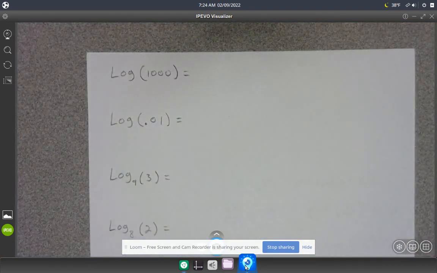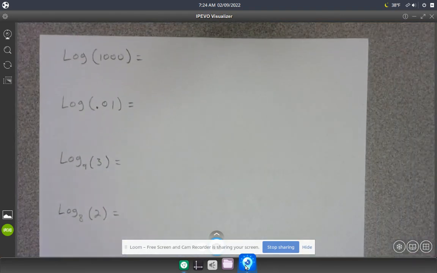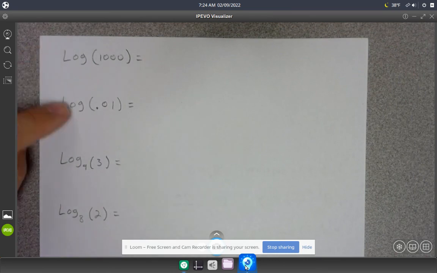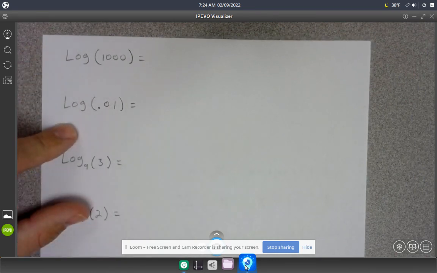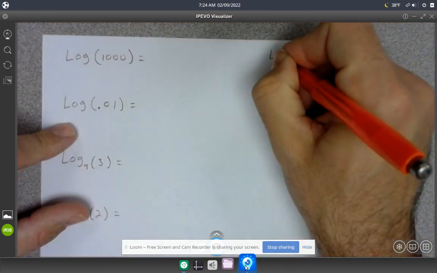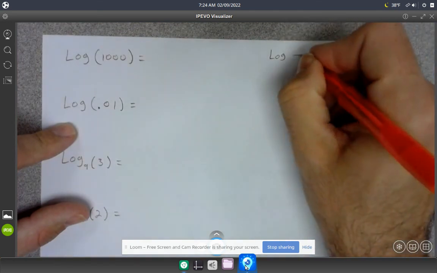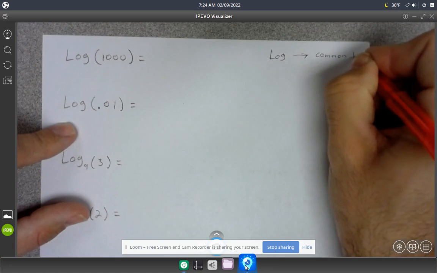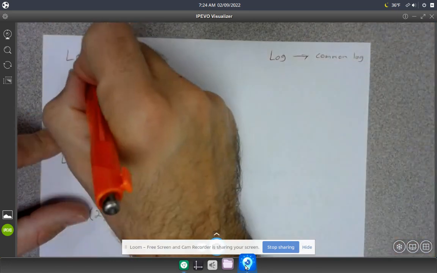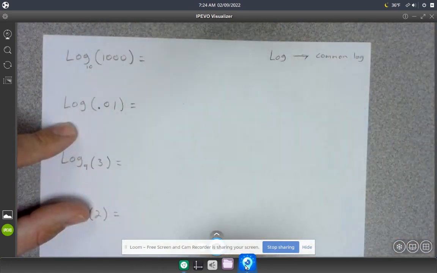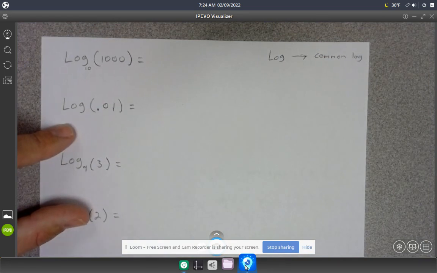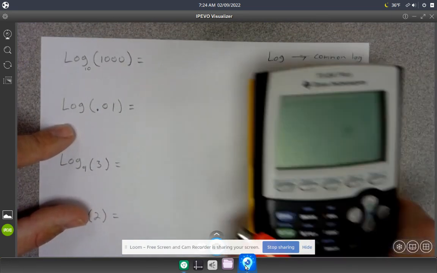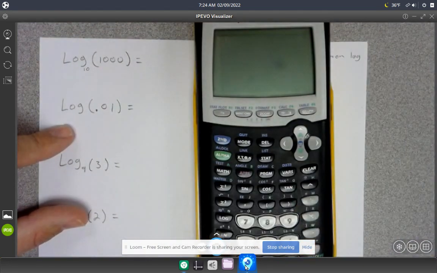All right, moving on. These first two, you'll notice that they don't tell us the base. Whenever it's just a log, okay, this is known as the common log, okay? And when it's written like that, when they don't tell you the base, it's an implied 10, okay? This is the log button that's on your calculator here.